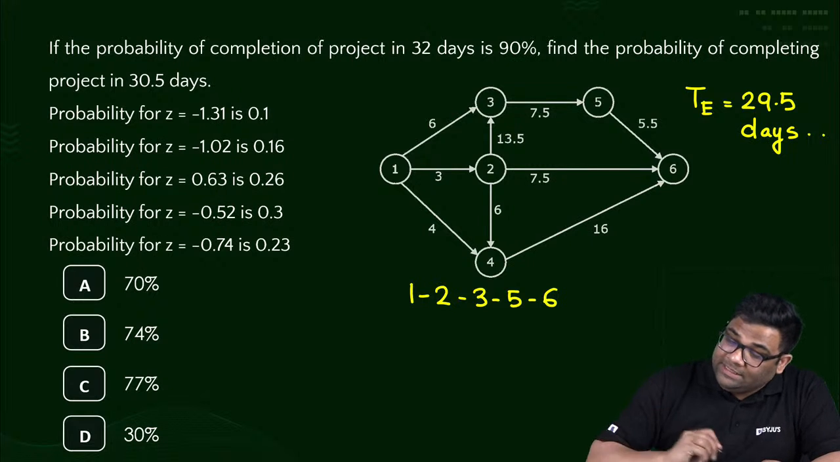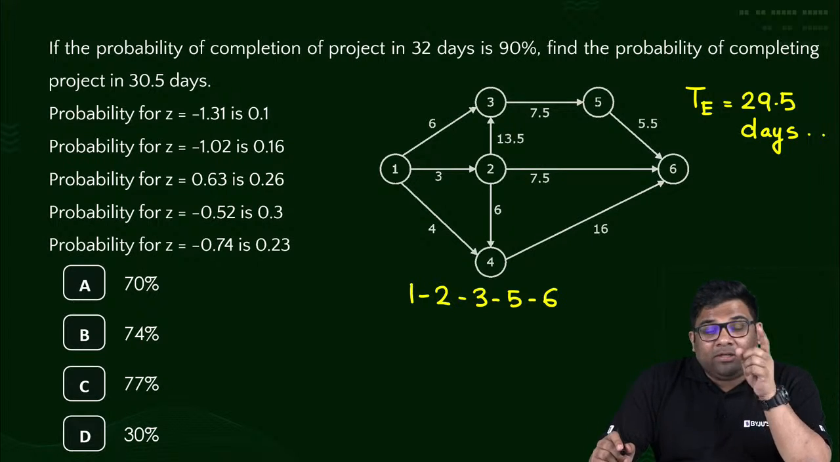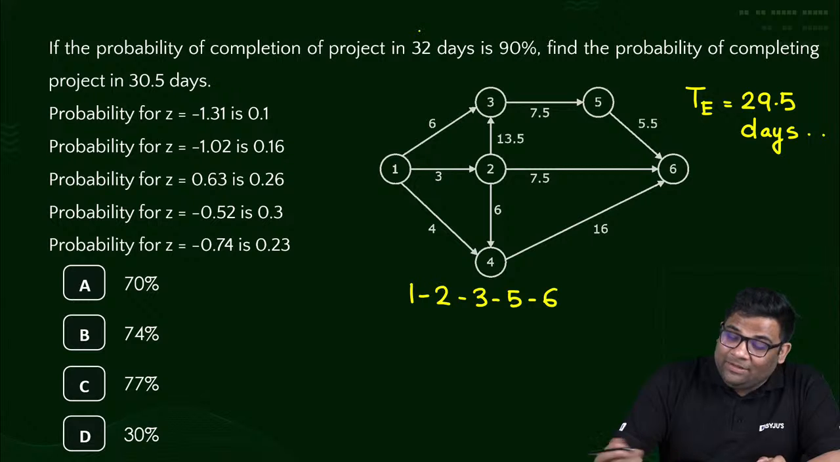Yes, so this is TE. But you cannot find sigma here, because the optimistic time and pessimistic time of each activity are not given. So you cannot find sigma. How to find sigma? This data is given, right?